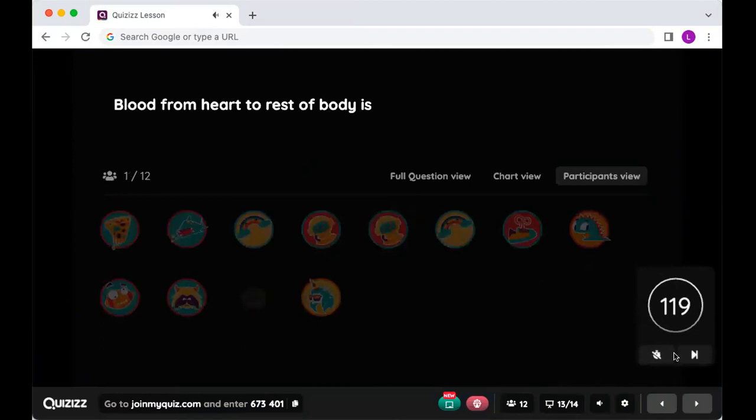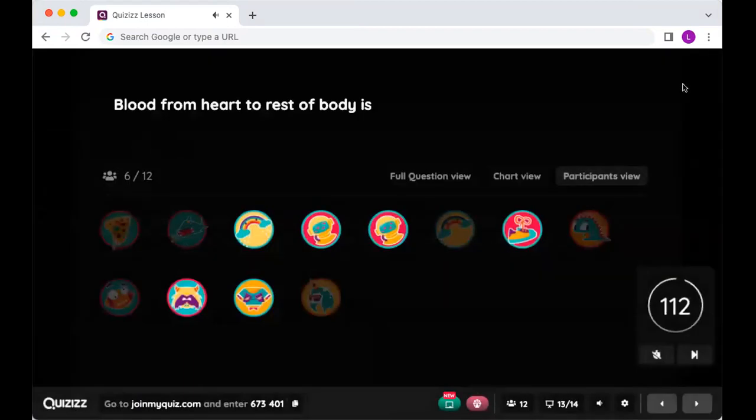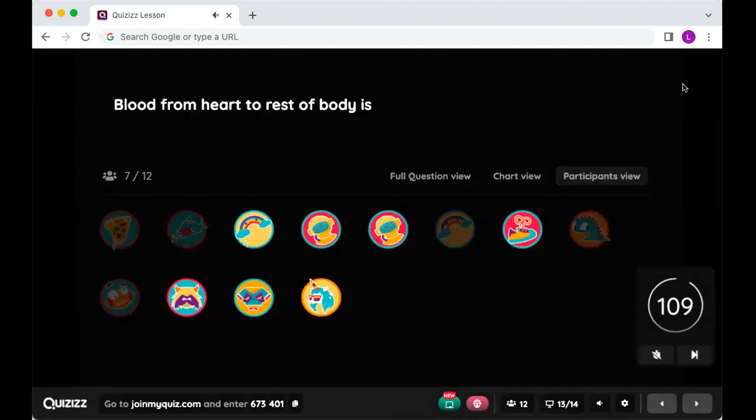Second last question. Blood from the heart to the rest of the body is. Just now we mentioned that lung to heart is oxygenated. So heart to body is.